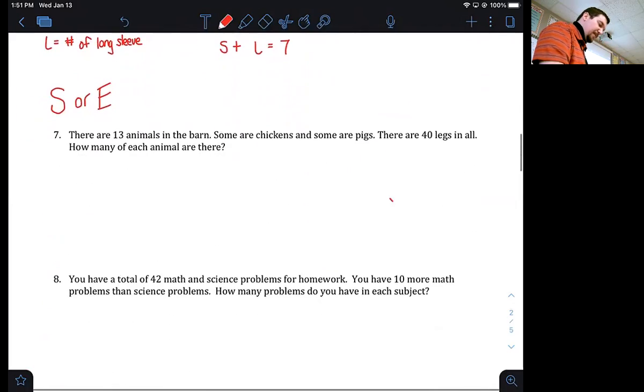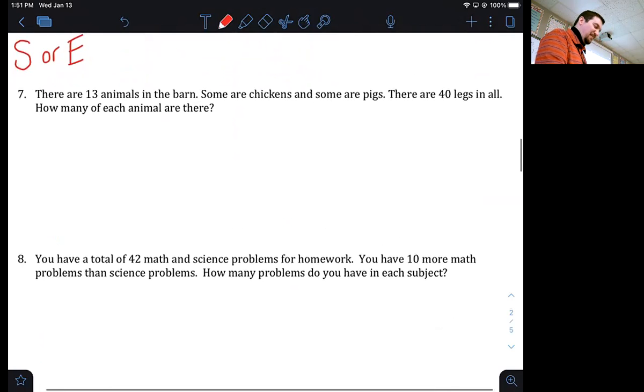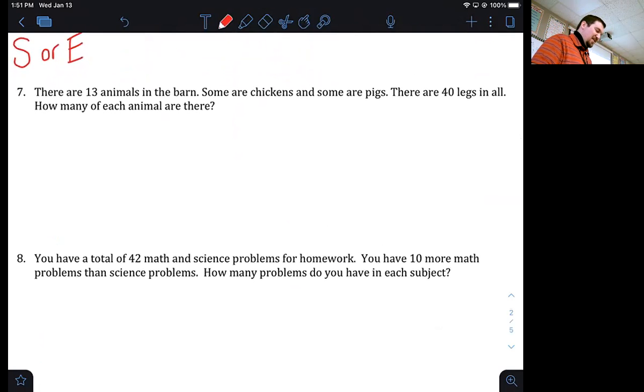Number 7, this might be my favorite problem in the whole worksheet. There are 13 animals in the barn. Some are chickens and some are pigs. There are 40 legs in all. But who's counting legs? How many of each animal are there? Is the legs part just a distraction? No, it's actually part of the problem.